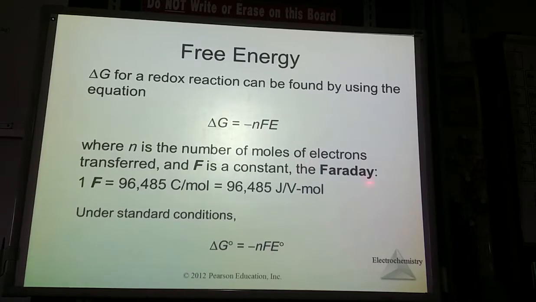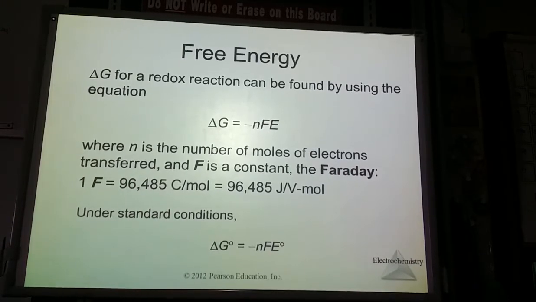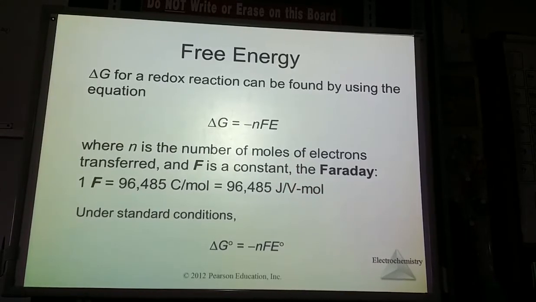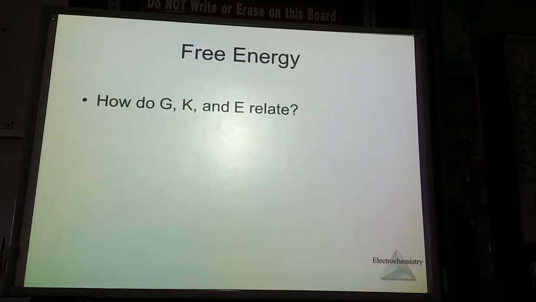F is a constant. We call that Faraday's constant. Faraday's constant is 96,485 coulombs per mole. You'll probably never use this one. You're probably going to be using 96,485 joules per volt mole. Okay, so same number, just using it in a different unit. We usually do these things under standard conditions. So if we're thinking about 25 degrees Celsius, then my standard delta G is going to be equal to the same thing, but now with a standard cell potential.